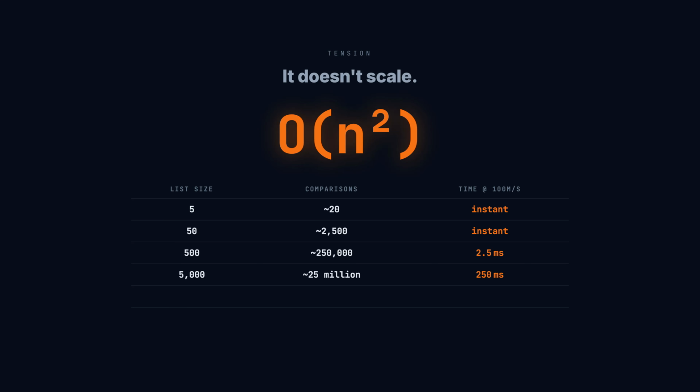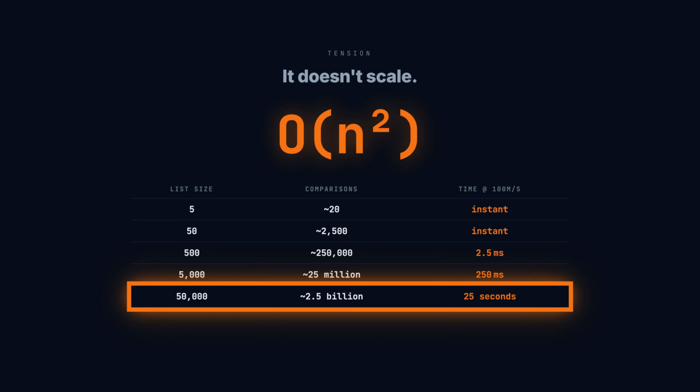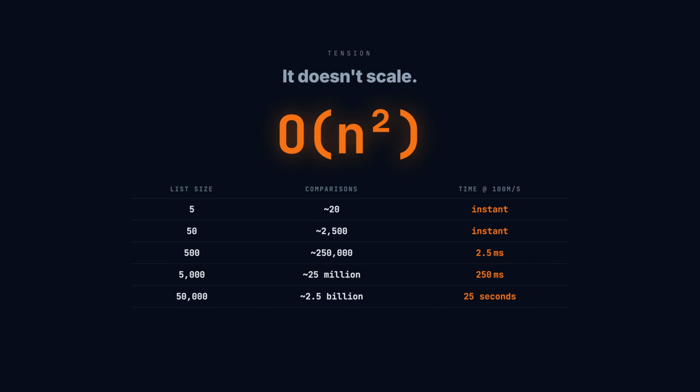A modern laptop does about 100 million comparisons a second. So 50,000 items, 25 seconds. That is what computer scientists mean when they write O of n squared. Double the list, quadruple the work. 10 times the list, 100 times the work. Real sorting algorithms, quicksort, mergesort, timsort, are O of n log n. The same 50,000 item list finishes in milliseconds.